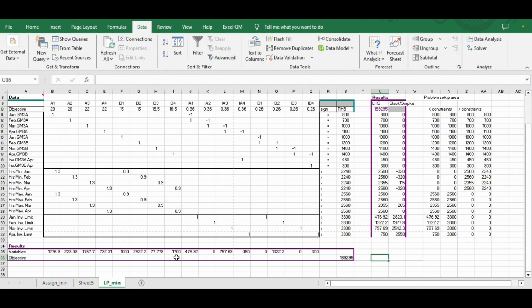For their inventory, the GM3A model will have 476.92. There will be no inventory for February. There is 757.69 in March. There is 450 in April. As for the GM3B inventory, there is 0 inventory for January. There is 1,322.2 for February. No inventory for March. And then there is 300 inventory for April.